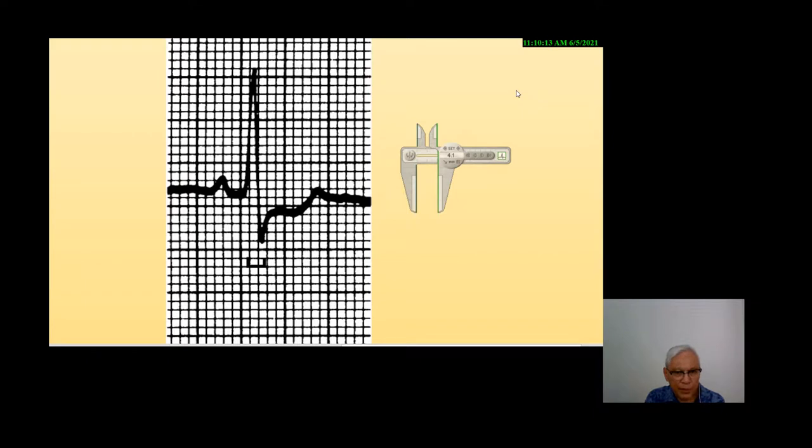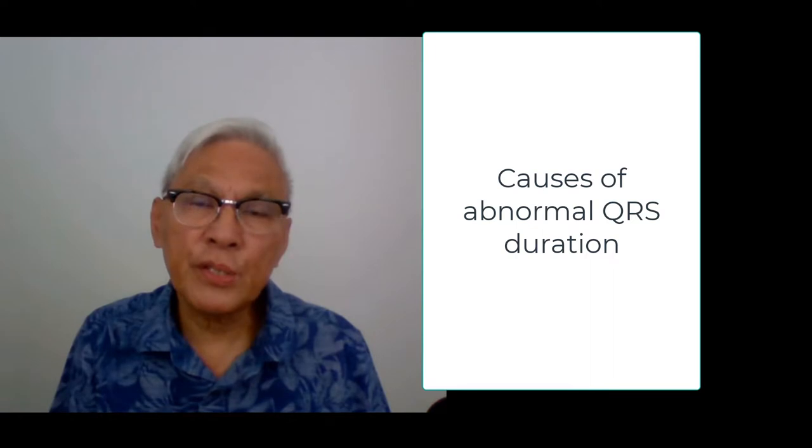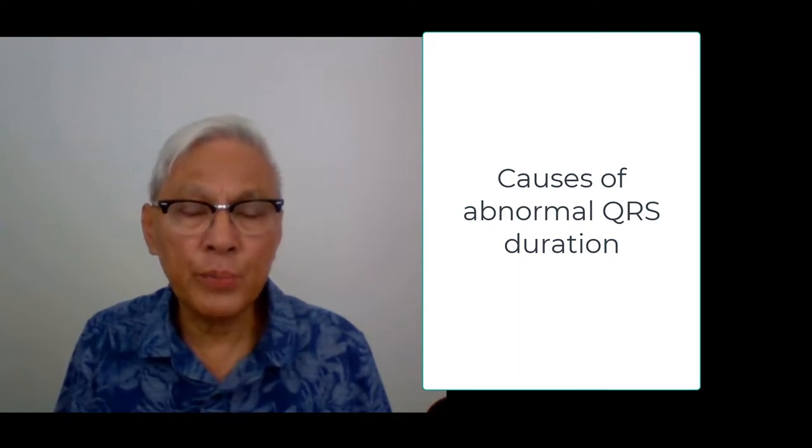So let's take another example. If we were to look at this particular QRS complex, we're going to measure from the beginning of the R wave, because that's what's present over here, to the end of the S wave. And it looks like it's going to encompass two boxes, and two boxes would be 0.08 seconds. So this particular QRS is normal in duration because it is less than 0.12 seconds. An abnormal QRS complex indicates that there has been a delay in the conduction of electrical impulses through the ventricles. So this would be manifested by a wide QRS complex.